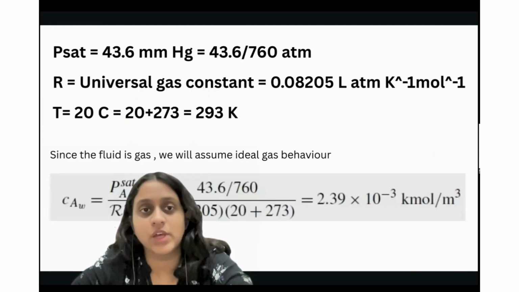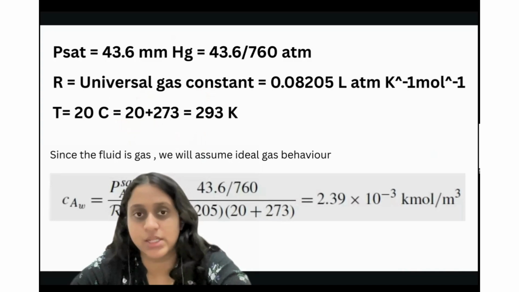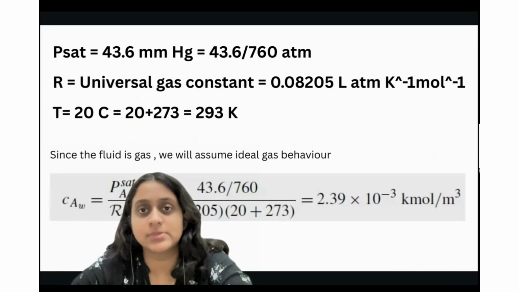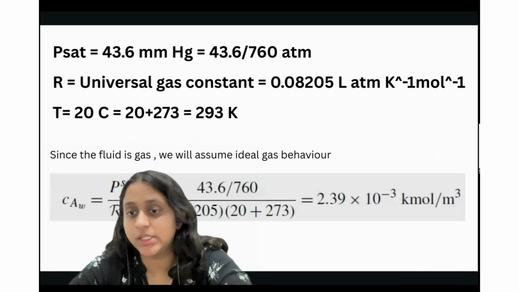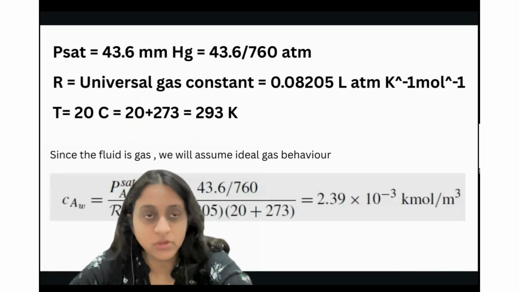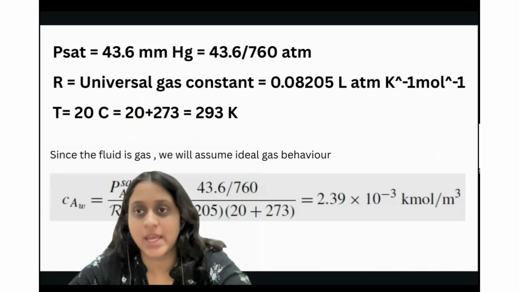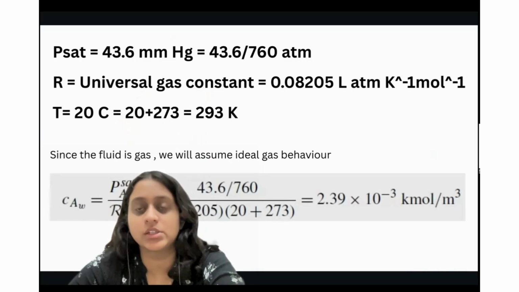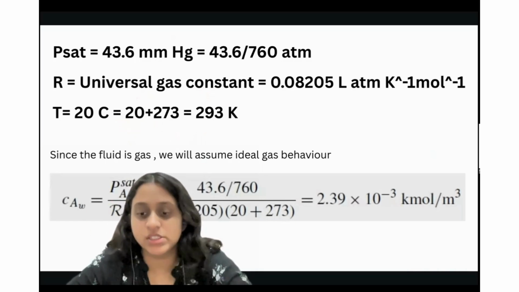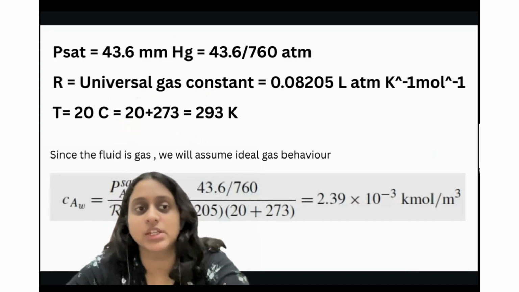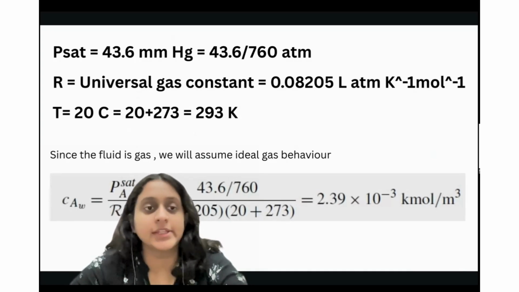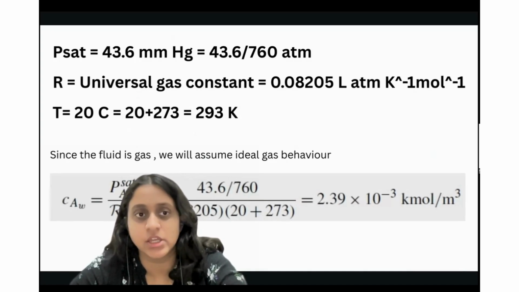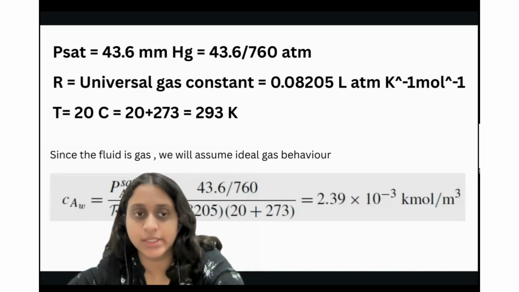The P saturation value is given as 43.6 mmHg. Now we need to convert this into standardized units. So 43.6 by 760 atm, because 1 atm is 760 mmHg. And R, the universal gas constant, is 0.08205 liter atm per mole Kelvin. Since the volume of the cylinder is given in liters, that's why we are considering this value of R. And the temperature is given in degrees Celsius, so we will convert it into Kelvin.